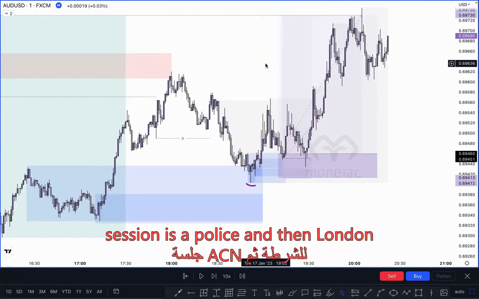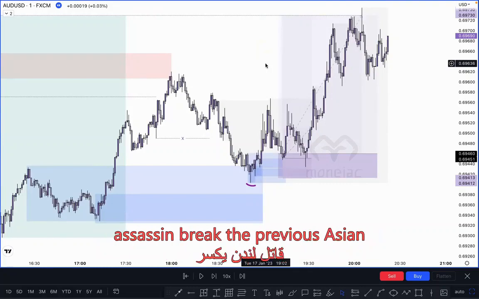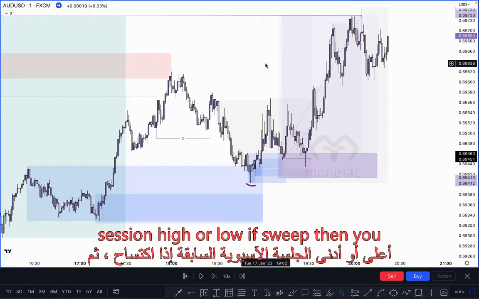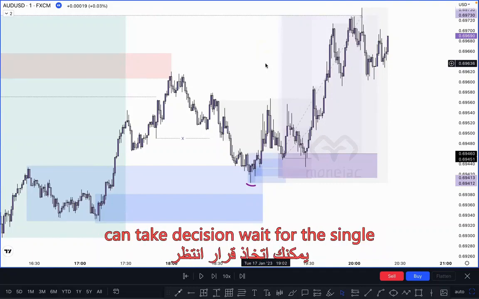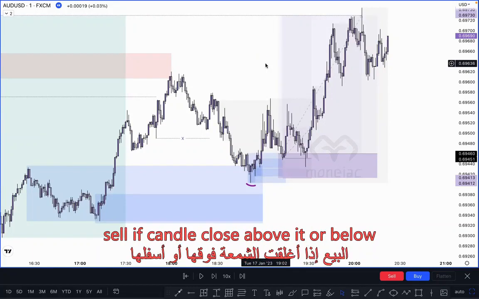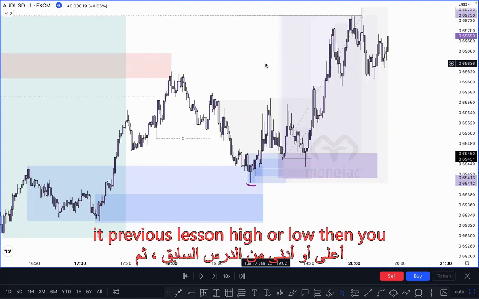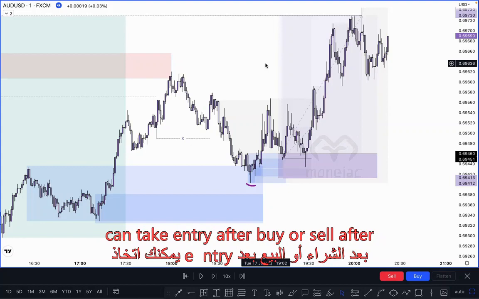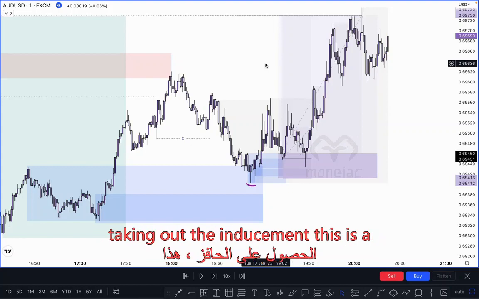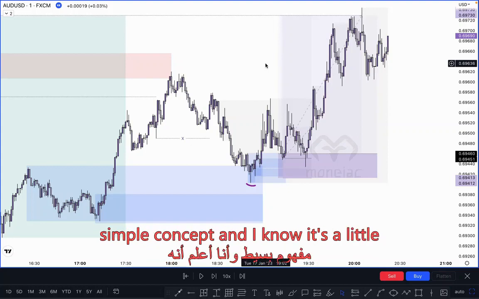If the Asian session is bullish, and then the London session breaks the previous Asian session high or low, if it sweeps, then you can take a decision: wait for the single candle order block before the buy or sell. If a candle closes above or below the previous session high or low, then you can take entry, buy or sell, after taking out the inducement. This is a simple concept.